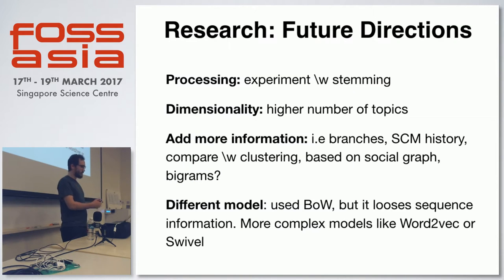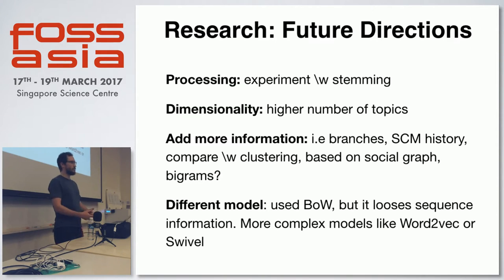Other directions here would include better pre-processing, like experimenting with stemming and languages other than English. Things like the number of dimensions that I mentioned, which was not really picked optimally, we can play with that. Or adding more information: we did clustering based just on that bag-of-words model, but we can experiment with comparing with clustering based on social graph, or adding more features to that model.